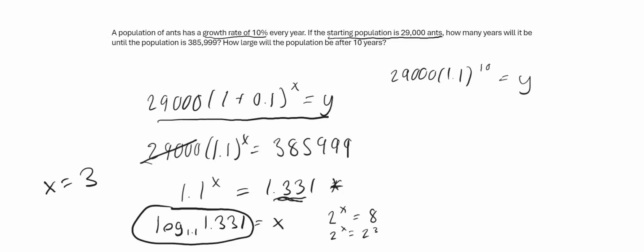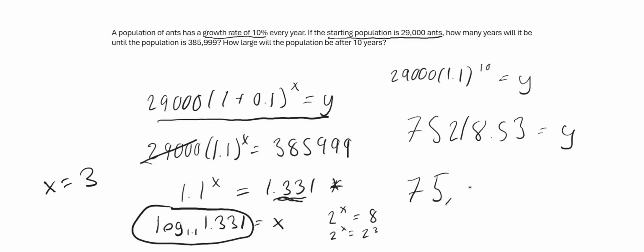And then the answer comes out to 75,218.53. We'll end it there. So we always have to have whole numbers when we're talking about populations, so we're going to round that to about 75,219 ants after 10 years.